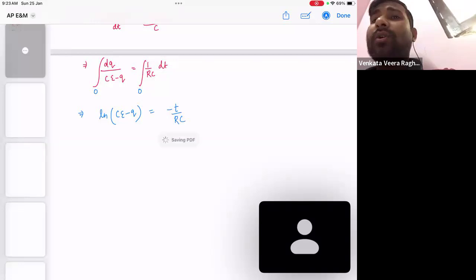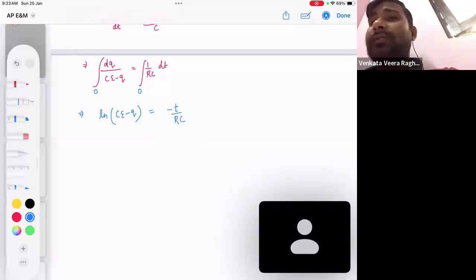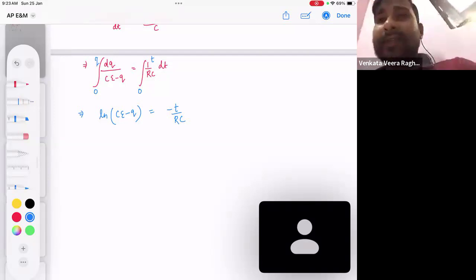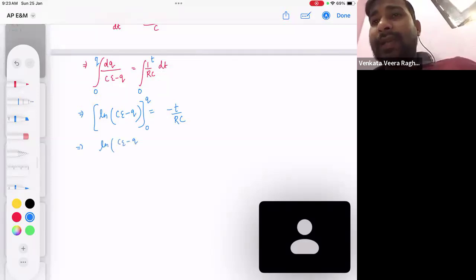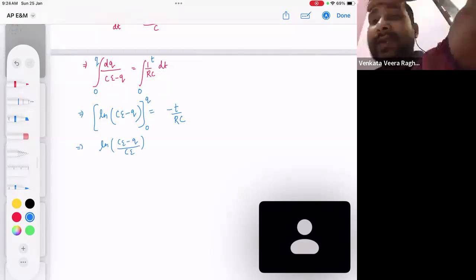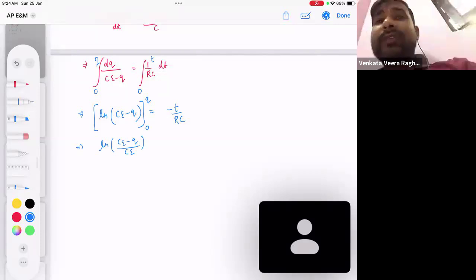The lower limit is what? Initially at t equal to 0, when you just close the switch, there is no charge. And the upper limit will be, at t equal to t, some charge Q is there. Now let's put the limits on the left hand side. The right hand side already has the limits 0 and Q. So it will come ln of CE minus Q minus ln of CE. ln A minus ln B you can write as ln A by B, and this is minus t by RC.